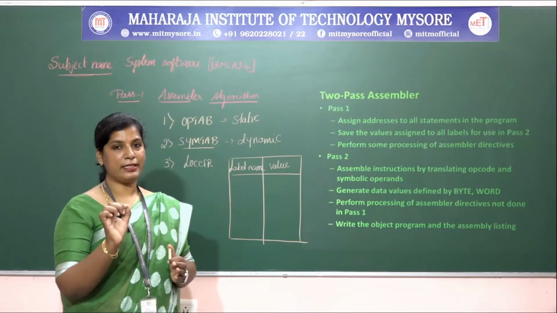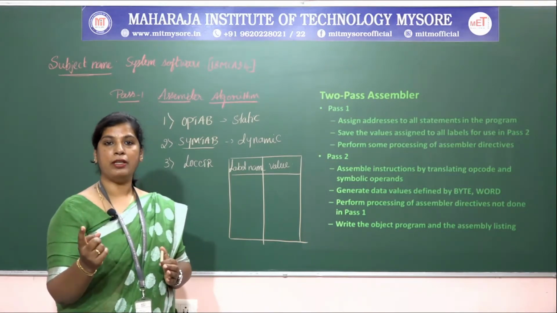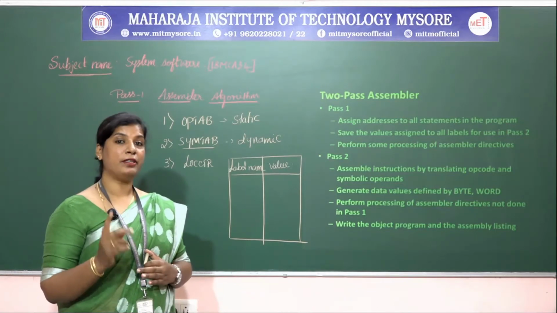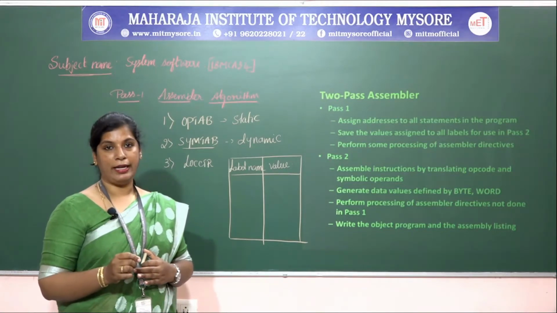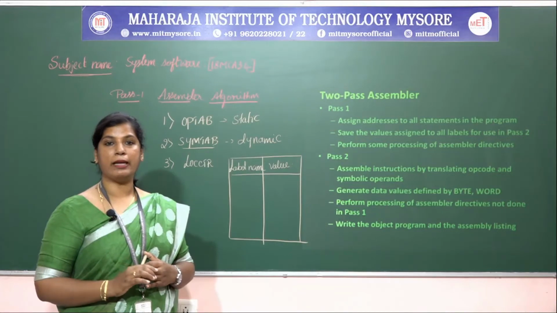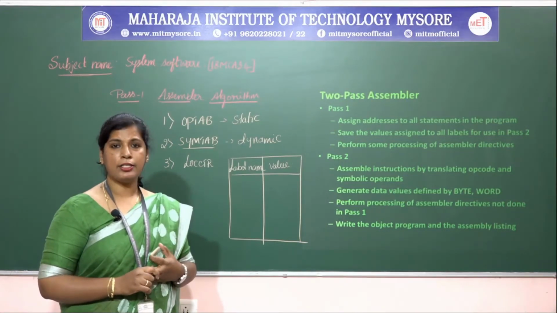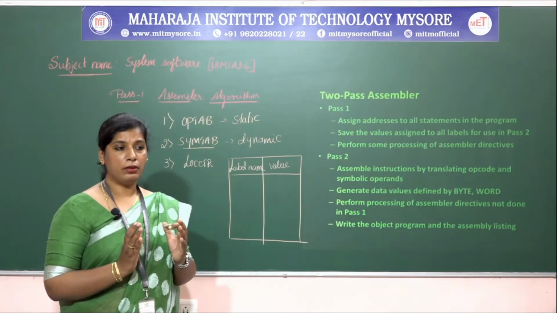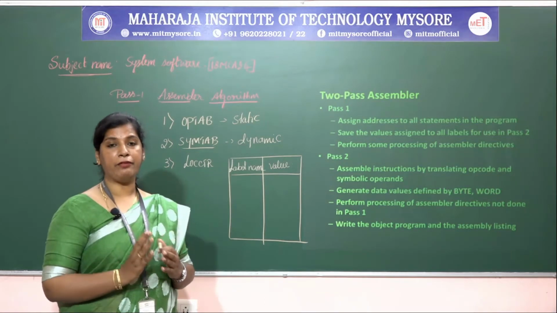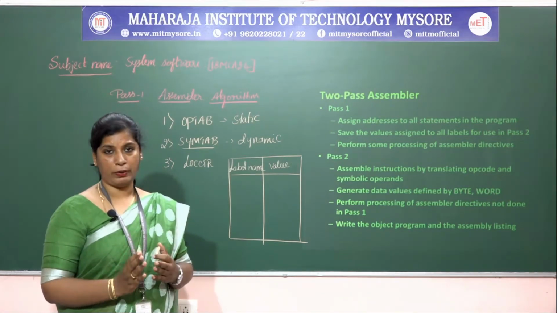Once the label field is scanned, the next field is the mnemonic field. It identifies whether the mnemonic value is valid or not. The actual translation is not done during pass 1. It just identifies whether the instruction is valid or not.